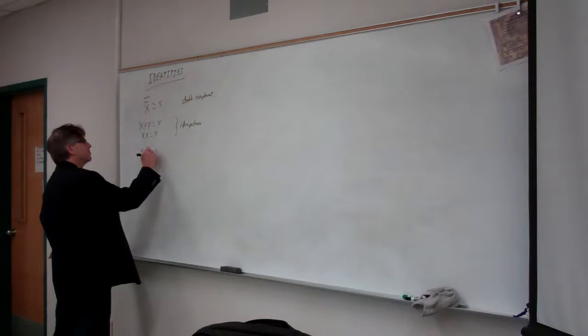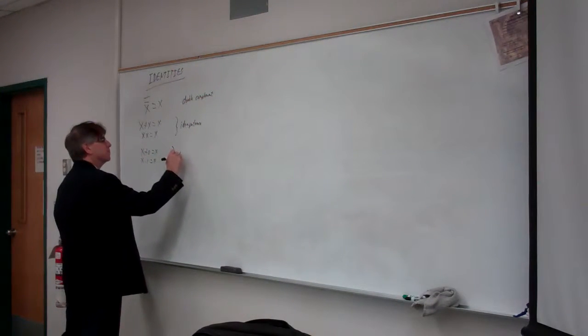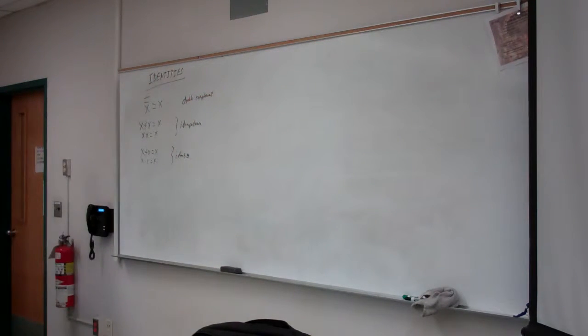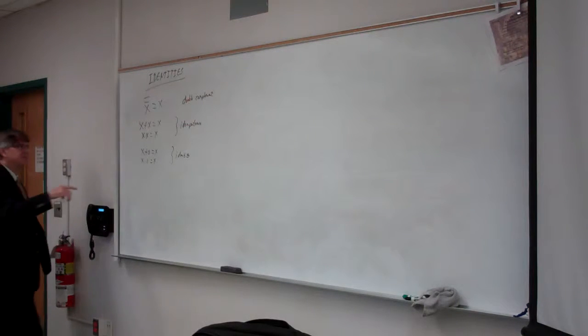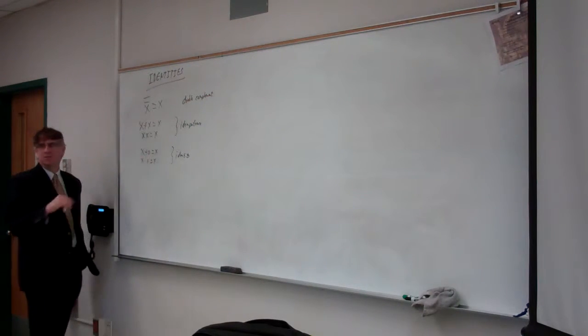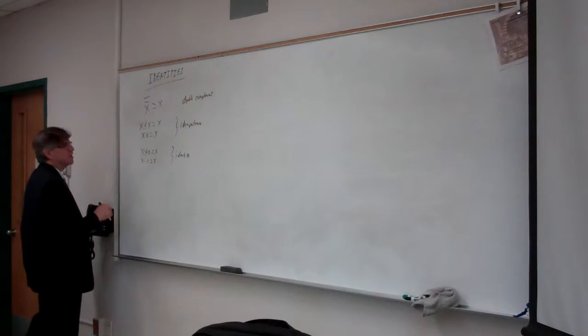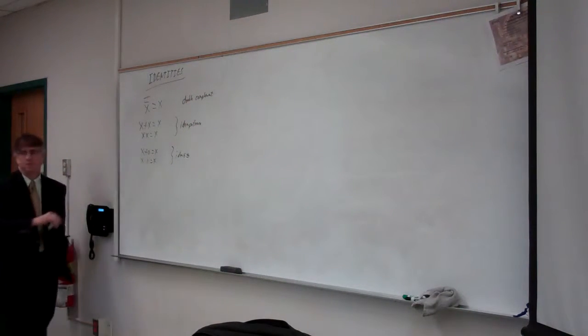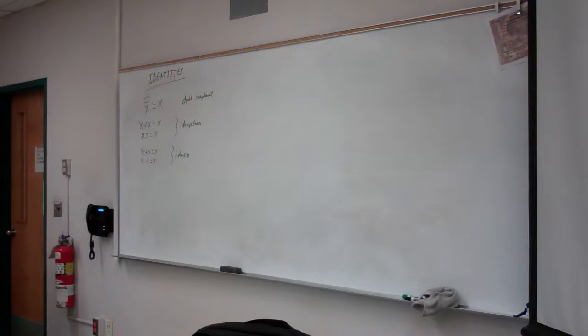x ORed with 0 is x, x ANDed with 1 is x. Those are the identity element. So 0 is the additive identity. When we add it to something, it doesn't change what we're adding it to. And 1 is the multiplicative identity. When we multiply by 1, it doesn't change what we're multiplying by.